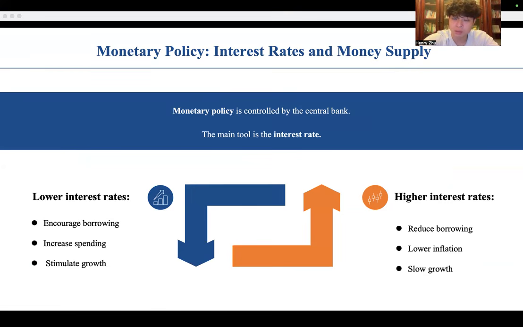But if inflation becomes too high, the central bank may increase interest rates. Higher borrowing costs reduce spending and investment, helping to slow the economy and control inflation. So monetary policy mainly works by influencing borrowing and spending.